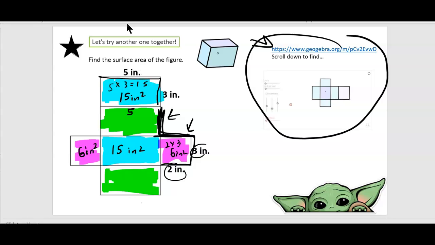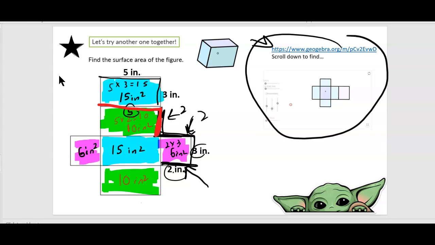Oh, and look, whatever this side is, it's going to be the same as this side because these two match together. So that's 2, so this is 2. If that's 2, then this is 2. They're all 2. So now I can do 5 here, 5. Oh, that's not a good way to do it. Let's try this. Here we go. This 5 here times this 2 here. 5 times 2 is 10. That's it. So if this is 10 inches squared, this is 10 inches squared.